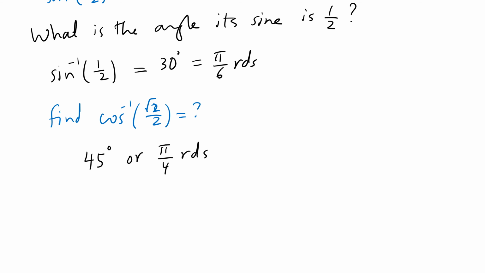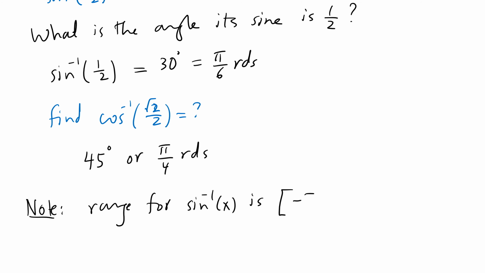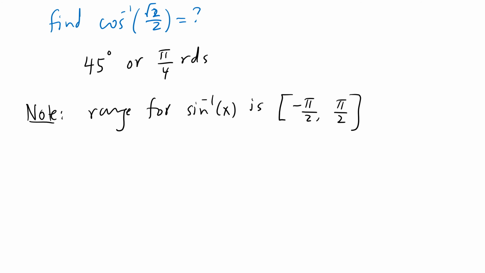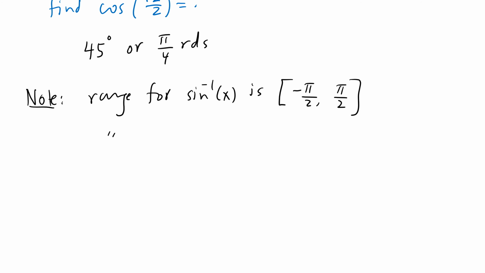Keep in mind, we need it at some point, to find the range. Keep in mind the range for sine inverse of x is always the interval from -pi over 2 to pi over 2. That's the fourth quadrant and first quadrant. The range for cosine inverse of x is 0 to pi.